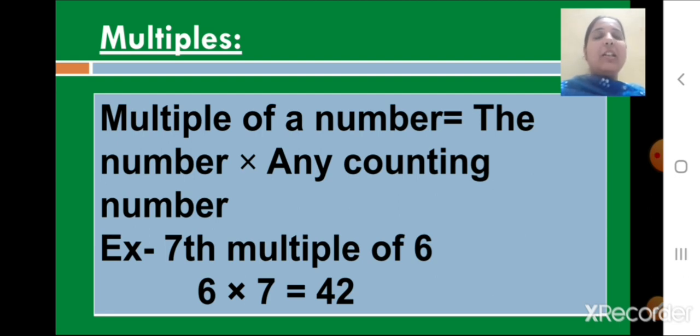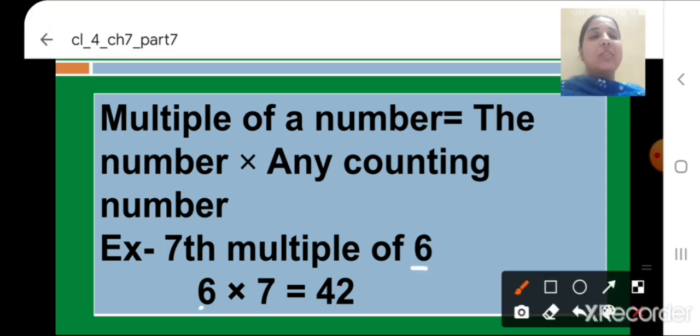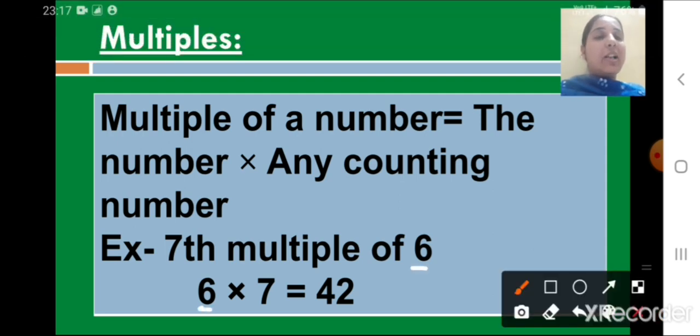For example, if we have to find the 7th multiple of 6, then how will we find it? First we will write that number 6 here, that you can see, and the 7th multiple of 6 is being asked. So we will multiply 6 by 7 to get the 7th multiple of 6. So 6 7s are 42. So what is 42 here? 42 here is the multiple of numbers 6 and 7.